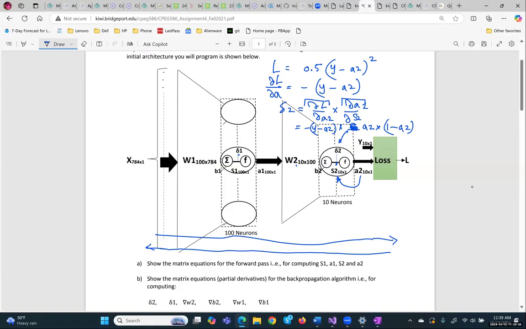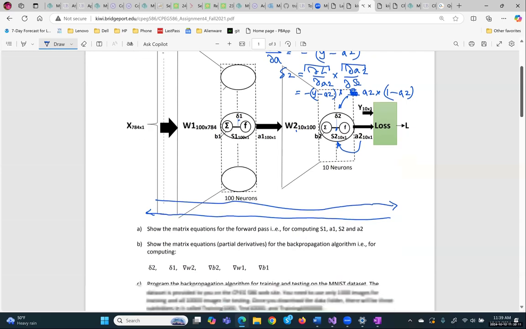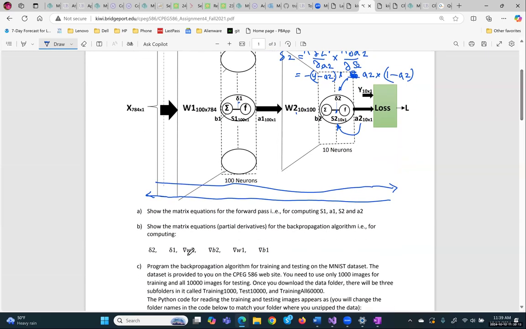As part of assignment number 4, I'm saying show the matrix equations for the backpropagation. So what is delta 2? I already gave you the answer for delta 2. What is delta 1? Hopefully, just like I gave you the answer for delta 2, you can go backwards and compute partial S2 over partial A1.